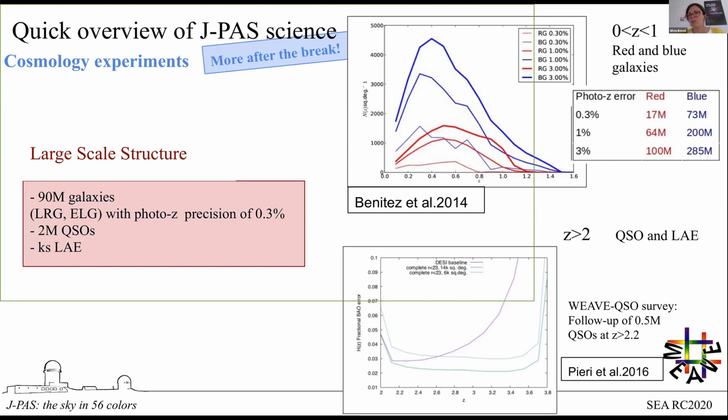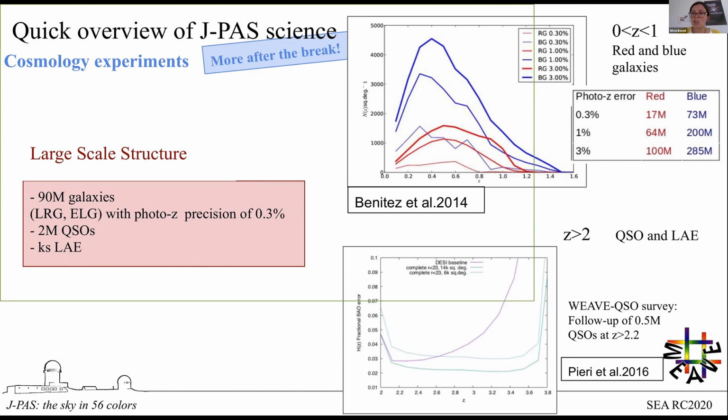One of the main targets of JPAS is to carry out cosmological experiments, in particular the study of the large-scale structure, the clustering, and BAO, baryonic acoustic oscillation studies for galaxies between redshift 0 and 1. As we will hear later, we expect to do a very good mapping of the large-scale structure in the universe up to redshift 0.5, 0.6, and at slightly higher redshift to do a very interesting and competitive clustering analysis.